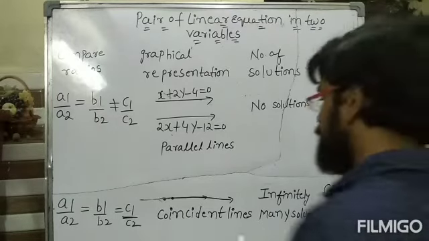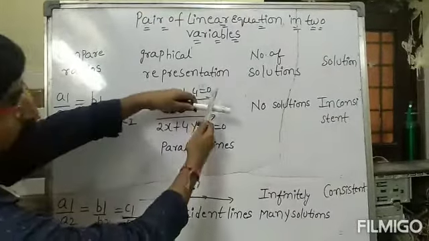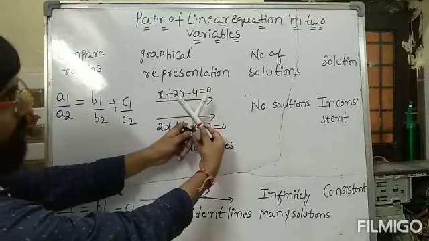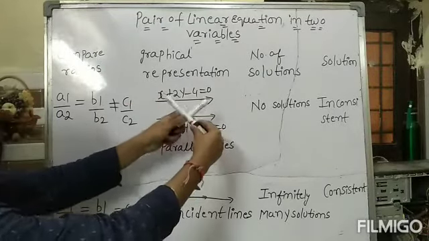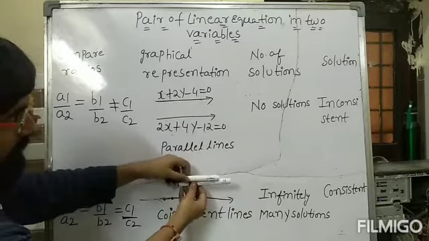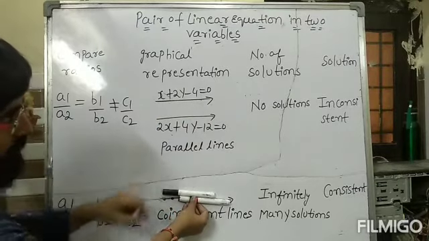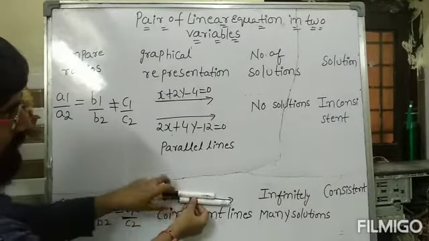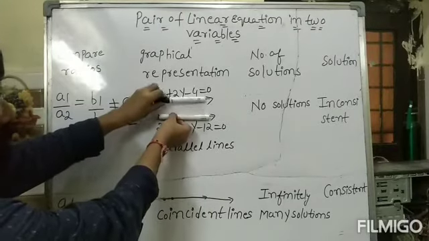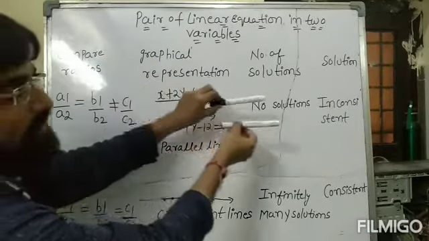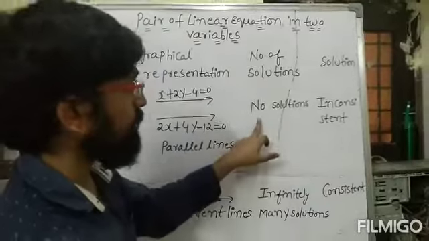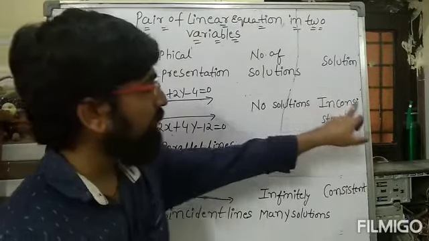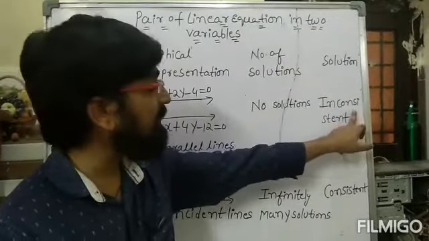When they intersect, you are getting a solution. If they touch each other, they are getting a solution. If they are meeting each other, they are getting solutions. But here, they are moving as parallel lines. That's why we can't get a solution. If no solution, they are called inconsistent.